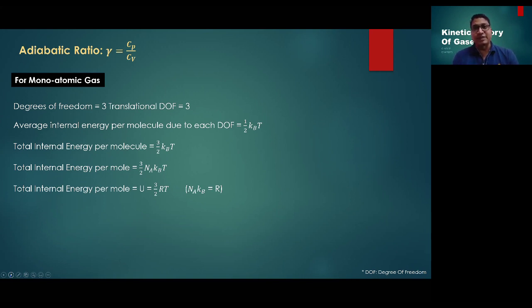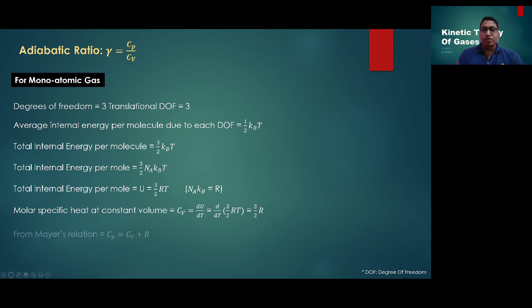Now if you can remember the previous class, what is the principal specific heat in terms of internal energy at constant volume? So we have a relation that Cv is nothing but dU by dT. So if I differentiate that U, which is 3 by 2 RT, we will have Cv equals 3 by 2 R. Using the Mayer's relation, where Cp is nothing but Cv plus R, Cp how much will it be? It is 3 by 2 R plus R, that equals 5 by 2 R.